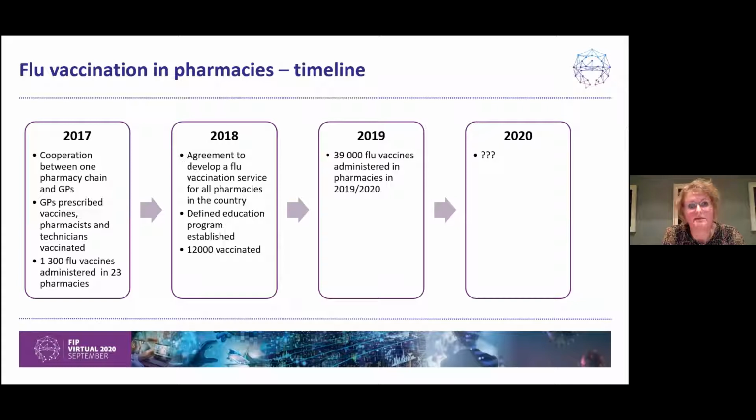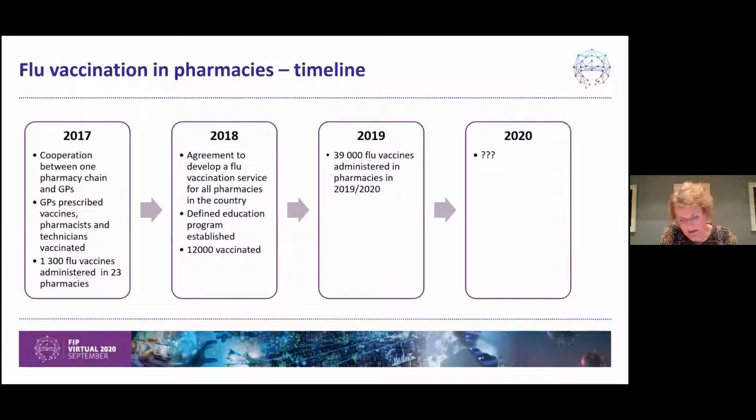And that year, we achieved 12,000 vaccinated people in the pharmacies. The success continued. More pharmacy staff was trained, and last year we were able to vaccinate 39,000 people in the pharmacies. All these vaccines were administered after a prescription from the GP.